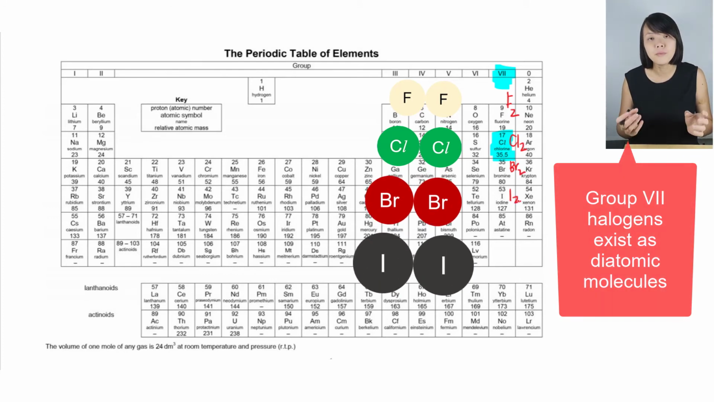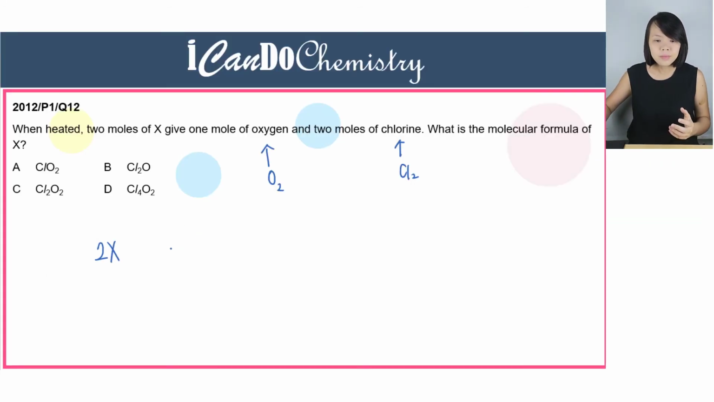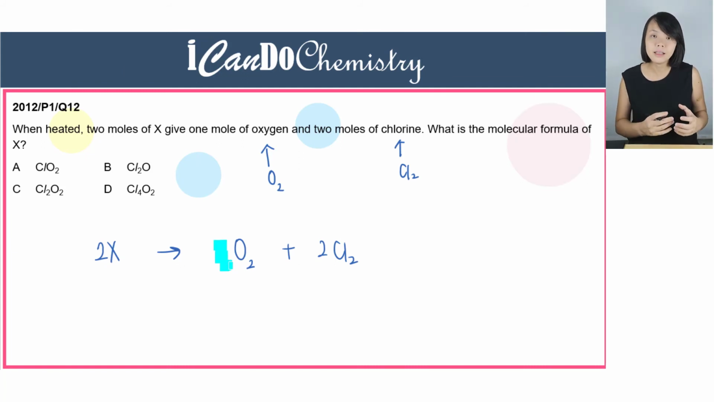Fluorine and chlorine, they are both gases at room temperature and pressure. For bromine, it exists as liquid, alright? For iodine, it exists as solid. So we have 2 moles of X, it gives 1 mole of oxygen and 2 moles of chlorine. You realize that I don't write any value here, okay? Not writing anything simply represents that there's 1 mole of that particular substance.